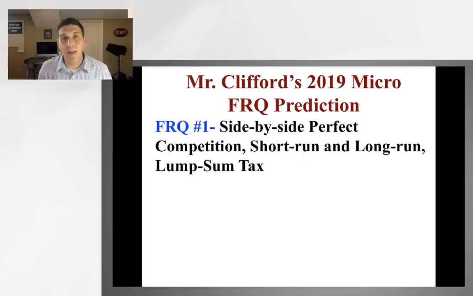My guess this year is a lump sum tax, and you know that a lump sum tax does not shift the marginal cost. Lump sum doesn't shift the marginal cost, so it doesn't change output. It just changes the average total cost. So that's why I think it's perfect competition. Last year was monopoly, so I mean, it's a good guess.